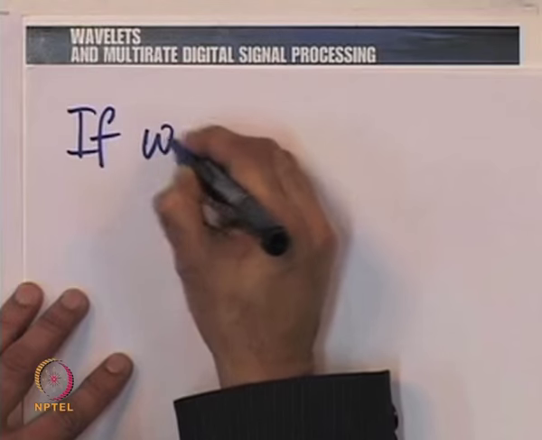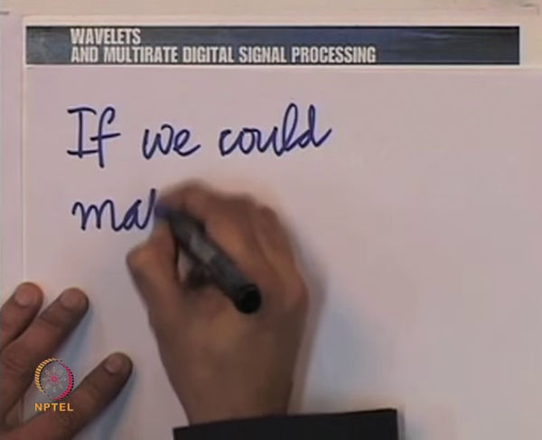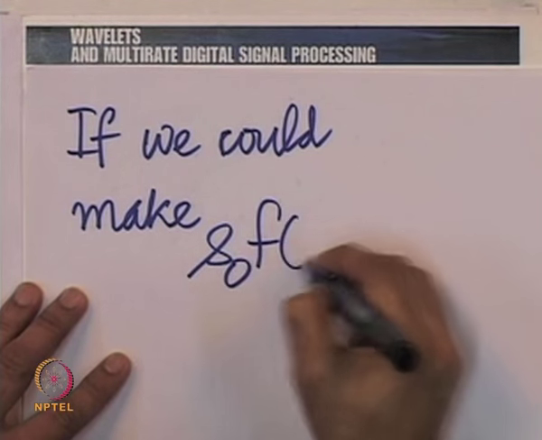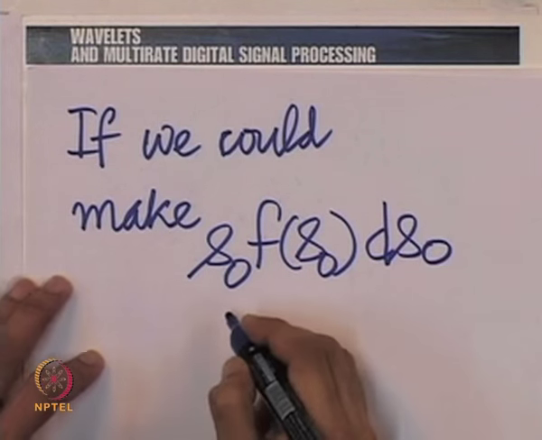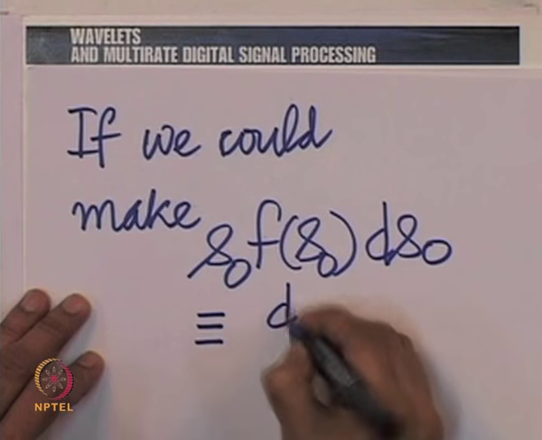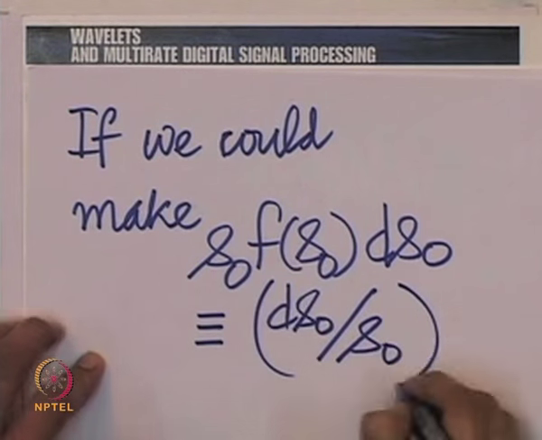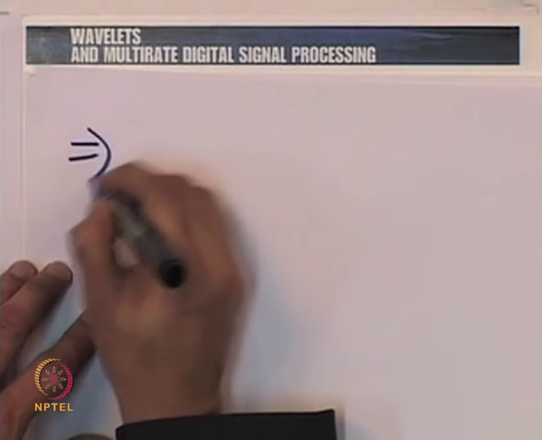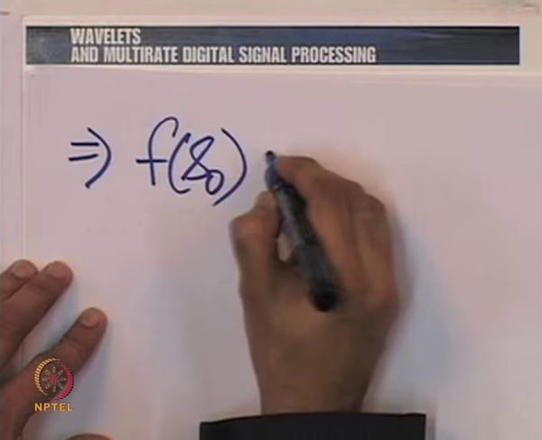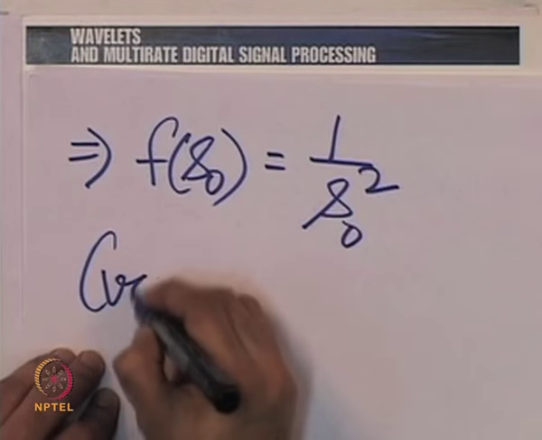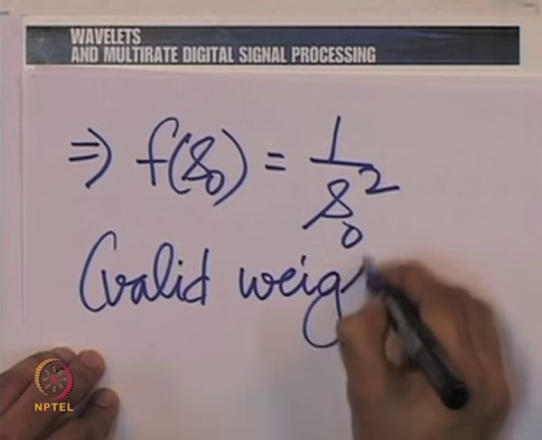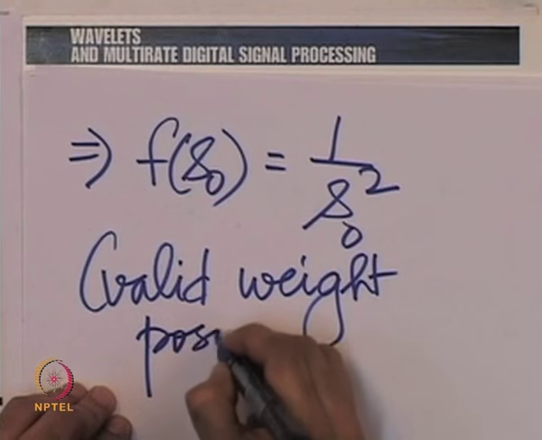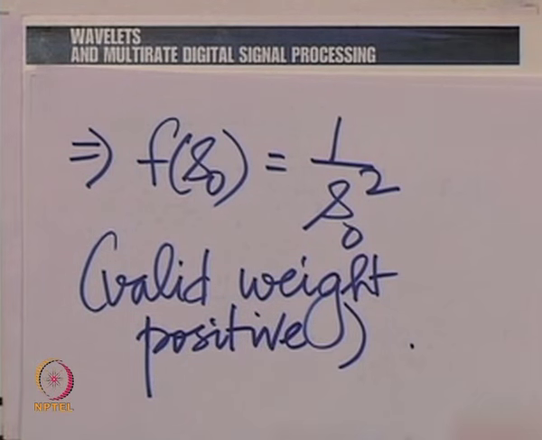If we could make s naught, f s naught, d s naught essentially equivalent to d s naught by s naught, in other words, f s naught is equal to 1 by s naught squared. And we note that this is a valid weight function. It is strictly positive. You know, f of s naught being 1 by s naught squared is a valid weight function.